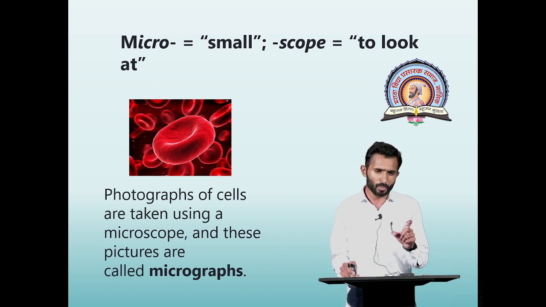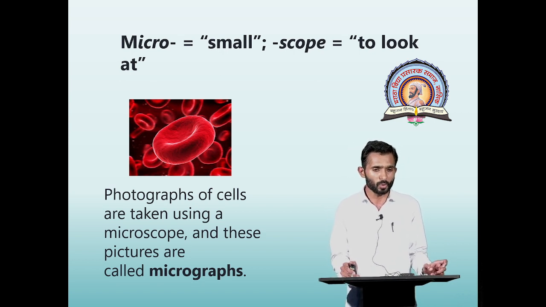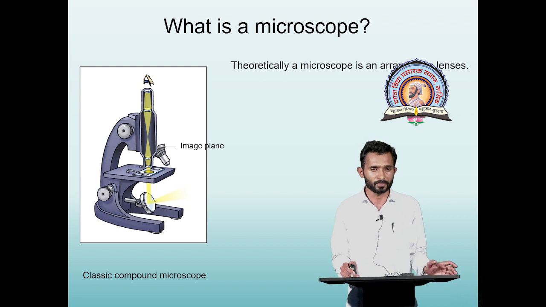So here is one picture, a pictorial presentation seen under the microscope. A photograph of cells visualized this way is simply called a micrograph, and this micrograph is produced with the help of the microscope.